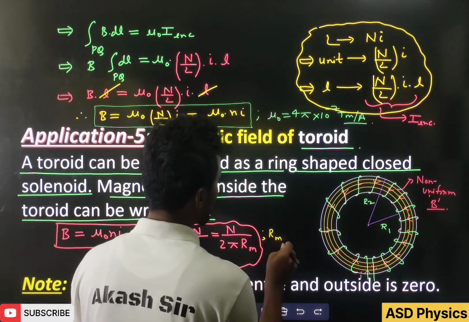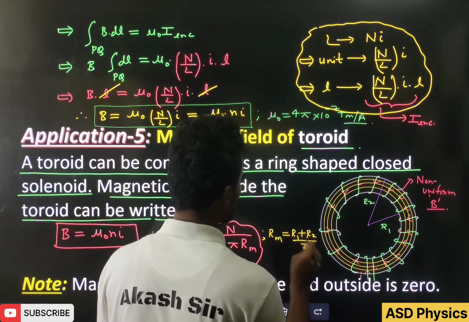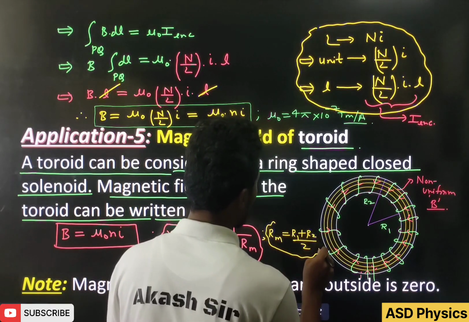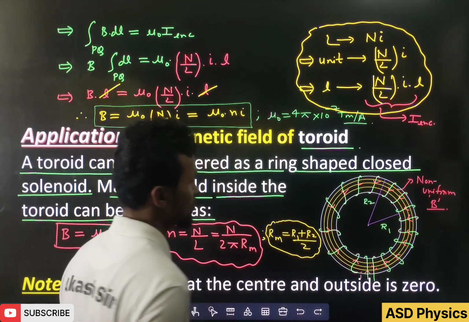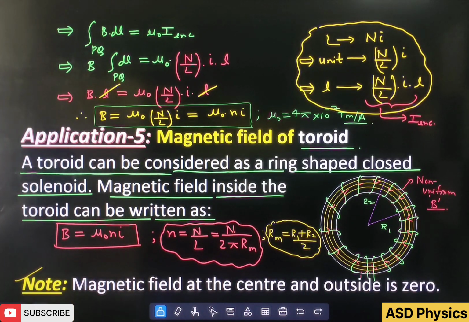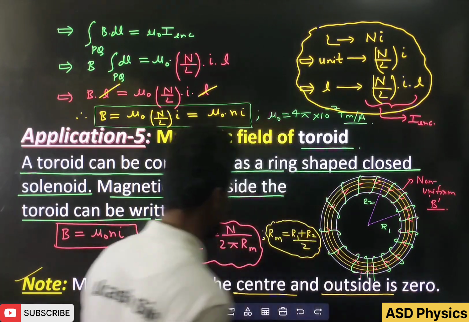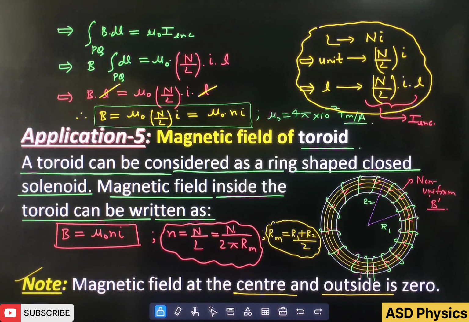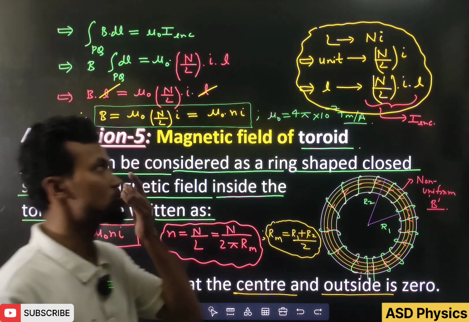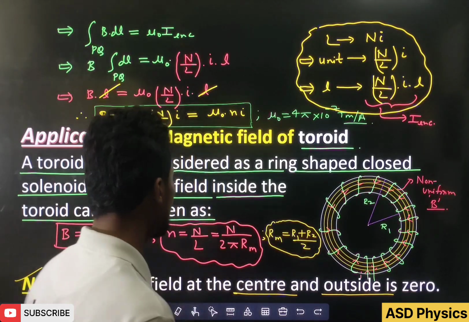Rm will be the mean radius, and this mean radius is given by (R1 + R2)/2. Remember that. On the other note, the magnetic field at the center, sometimes they will ask, and outside the toroid is 0. I hope you understood this solenoid very well, and this toroid also.